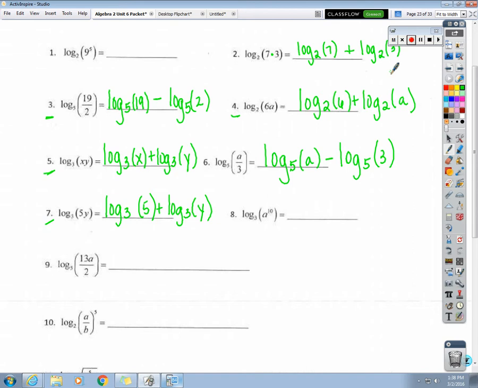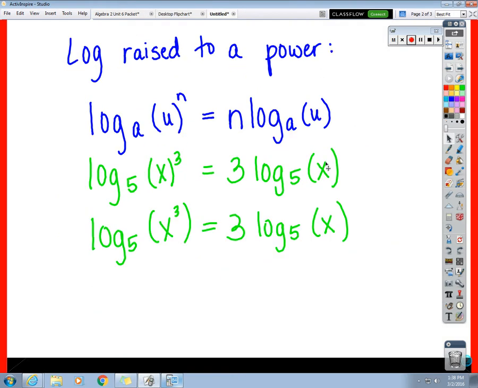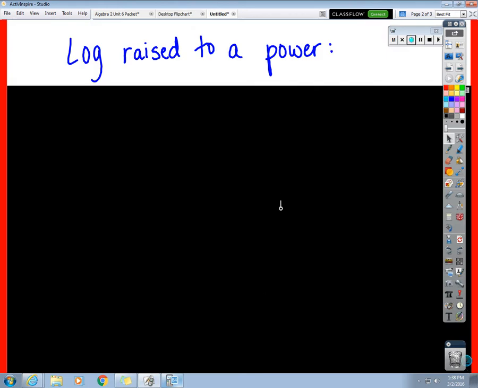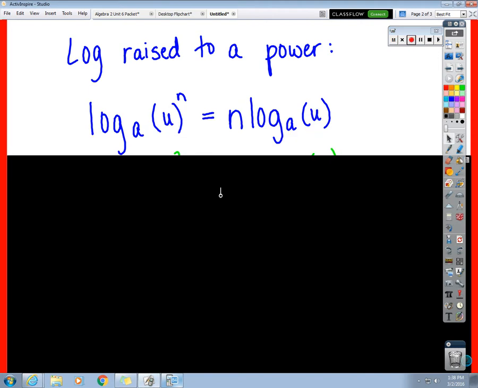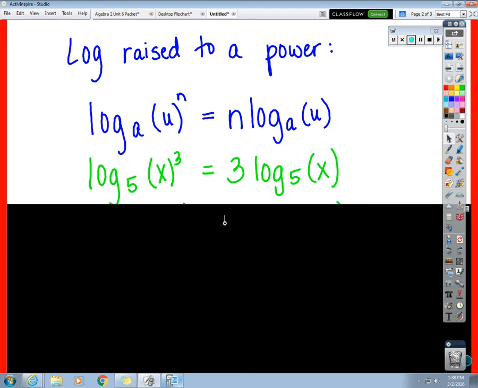Now the next rule we're going to learn, which will be the last thing in the notes, is a log raised to a power. If you have something like log base a of u to the n power, when you expand a logarithm, the power comes to the front. So in this example, log base 5 of x cubed, the power is 3. When you write it in expanded form, the 3 comes down in front of the log.